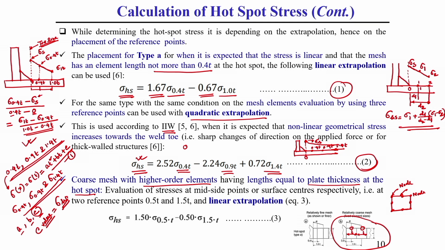Okay. We can evaluate the stress at the weld toe by considering the stress value for the coarse mesh case. The stress values we need to consider are at a point 0.5 T and at a point 1.5 T. These two locations we should consider. At these two locations, whatever the stress value will be, that will be sigma 0.5 T and sigma 1.5 T. Okay. These two stress values we will get.